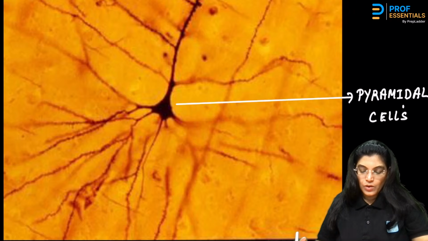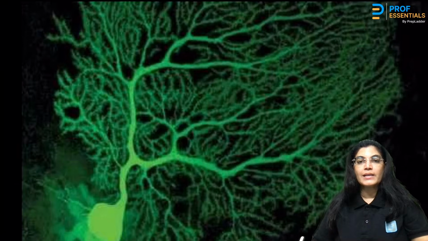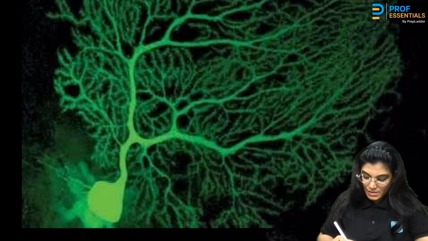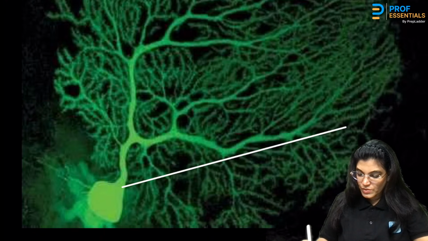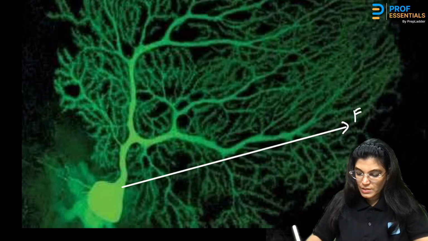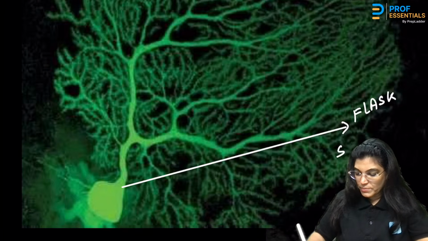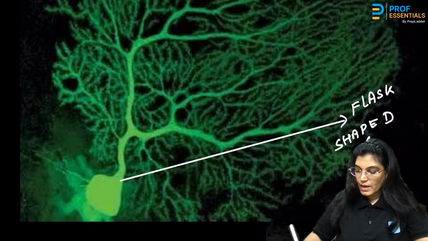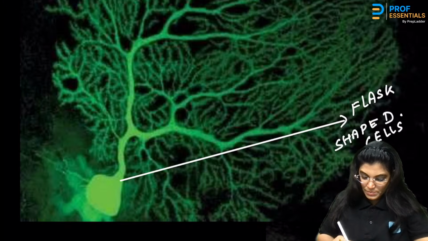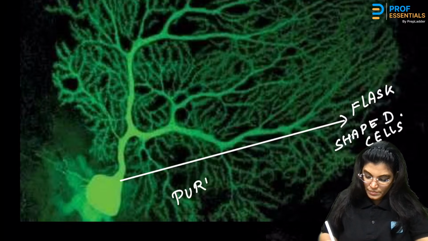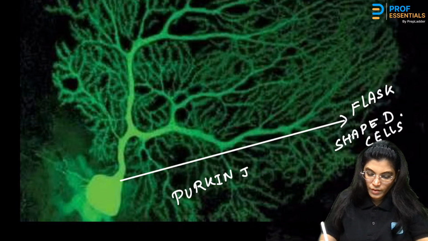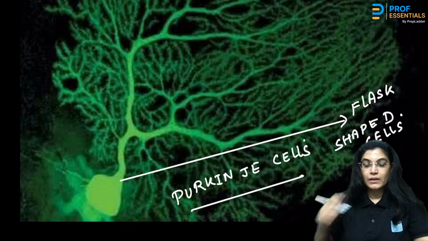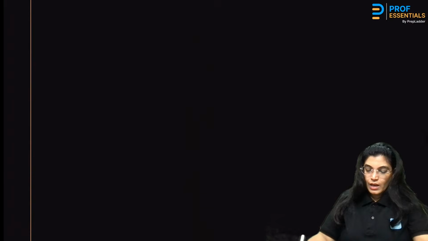Now we can also see the enlarged view of flag-shaped cells. Can you see here? These flag-shaped cells which you are seeing are Purkinje cells. If I talk about flag-shaped cell, it is Purkinje cells. Okay. Now we have done this.